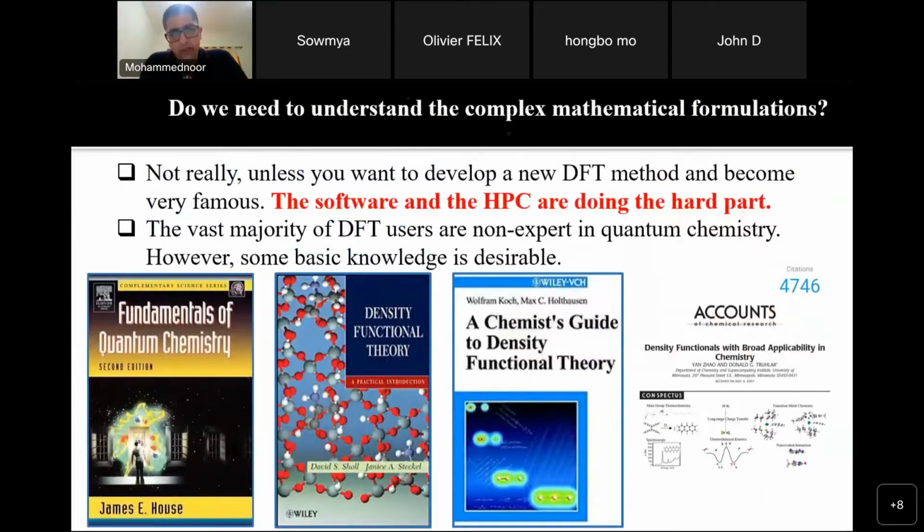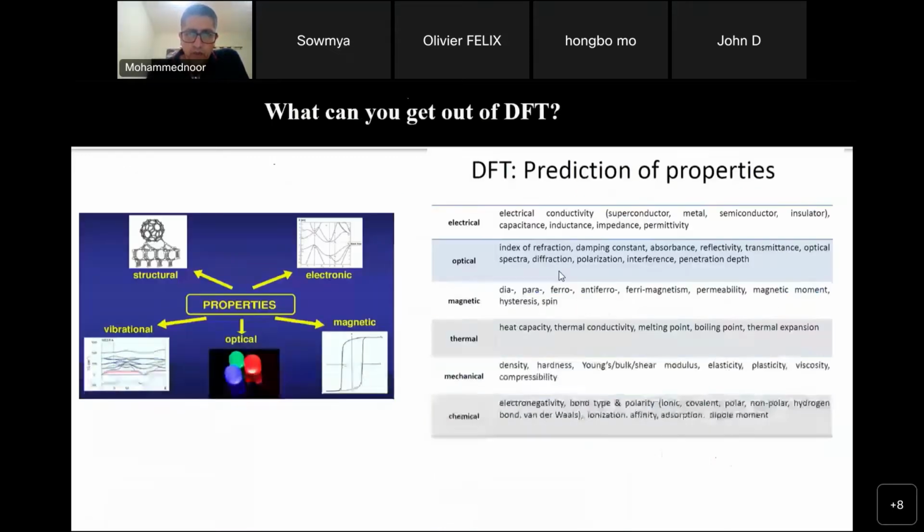Anyway, our aim here is not to explain the complex mathematical formulation behind DFT, but only to give an overview of the terms inside DFT. So if someone is interested in the very complex mathematical formulation of DFT, they can refer to many textbooks like these ones or different journal articles. Now I'll move on very quickly to the practical side.